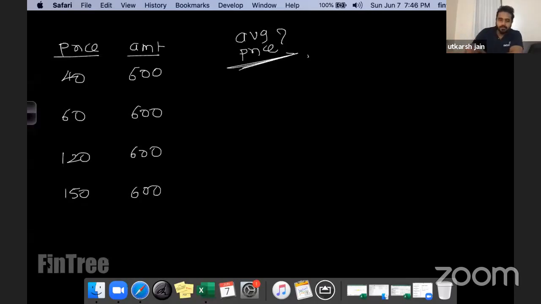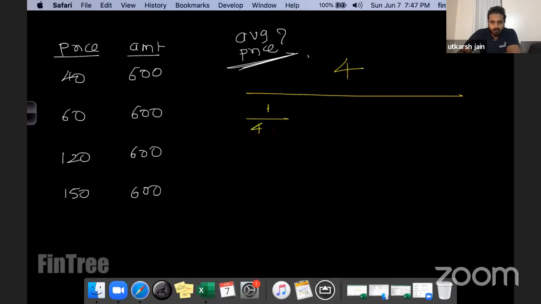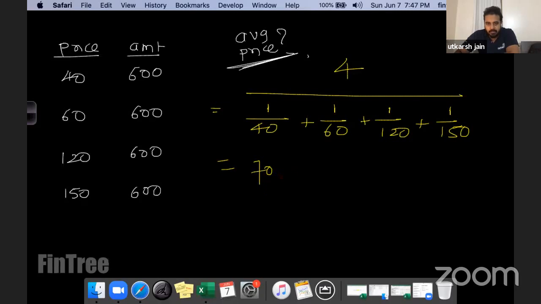All right, here's how you do it. How many data points do we have here? We have 4 data points. So 4 divided by 1 divided by 40 plus 1 divided by 60 plus 1 divided by 120 and 1 divided by 150. So you just take the inverse, the reciprocal, of each of those numbers. And when you do the math, I'm guessing you get 70.58, and then there you go. That is your harmonic mean.